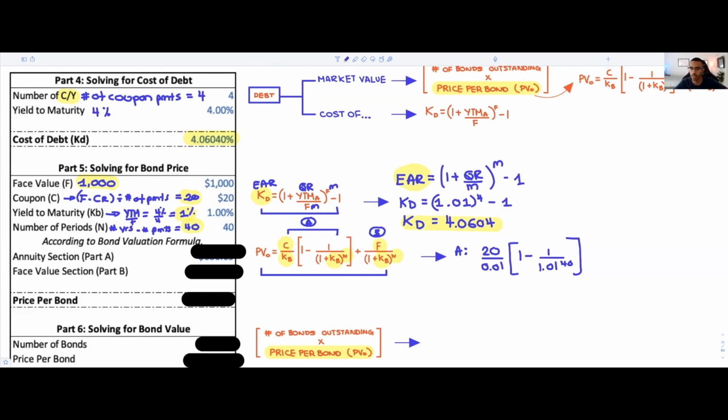Cool. So you're going to get the following value. You're going to get 656. Sorry, I'm plugging this into my symbolab just to make this easier for myself. You're going to get 656.69372. And that's going to be for portion A. All right. Now we can do portion B. Portion B is mad easy. All that you're going to do is 1,000 over 1.01 to the power of 40.